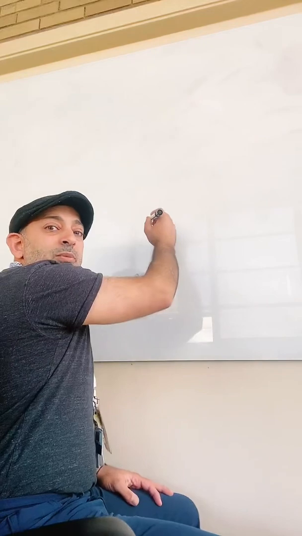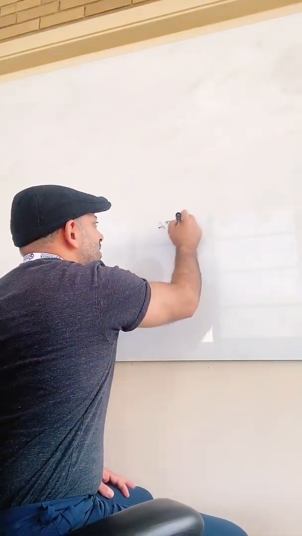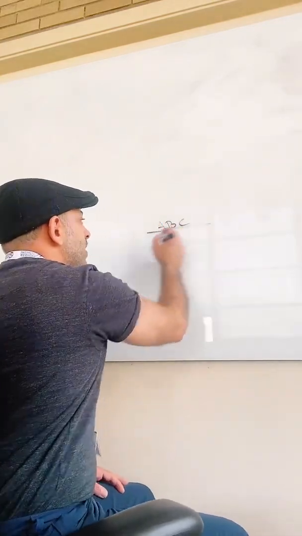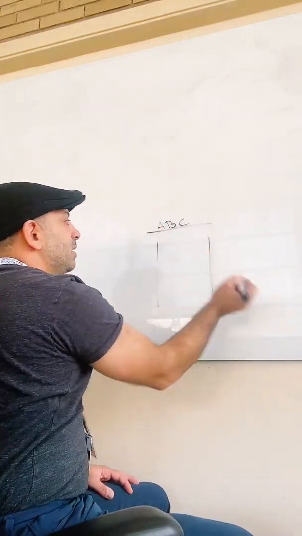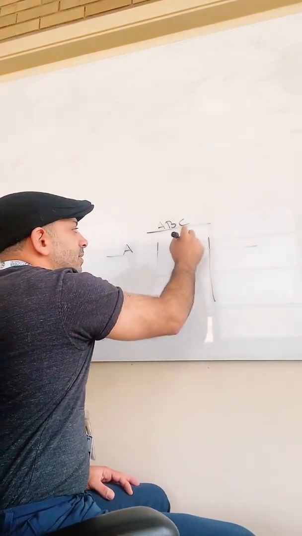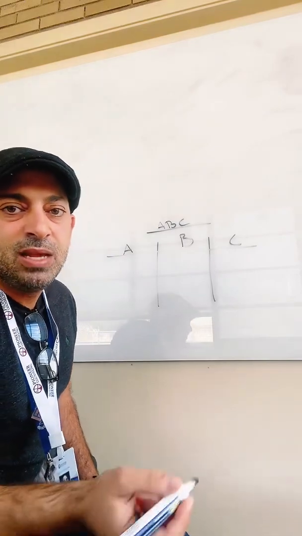So let's see if I'm framing this right. Okay, we'll do this here. So ABC, is that backwards, right? Okay, perfect. So this is an ABC sheet. We're gonna split this down the middle here, and across the top, A, B, C.